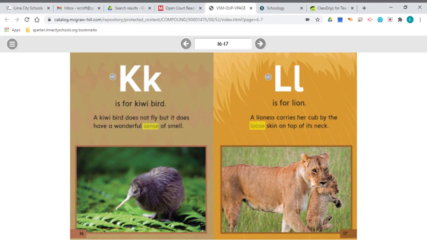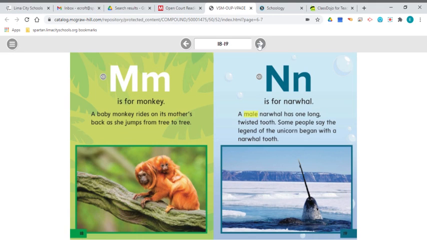K is for kiwi bird. A kiwi bird does not fly, but it does have a wonderful sense of smell. L is for lion. A lioness carries her cub by the loose skin on the top of its neck. M is for monkey. A baby monkey rides on its mother's back as she jumps from tree to tree. N is for narwhal. A male narwhal has one long twisted tooth.